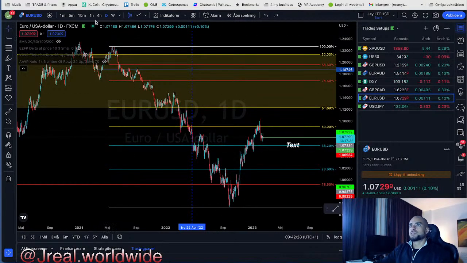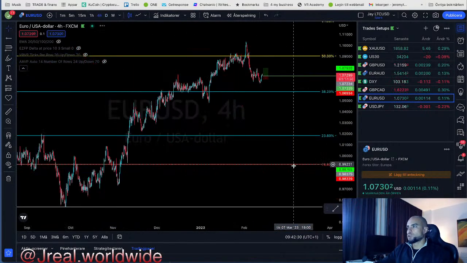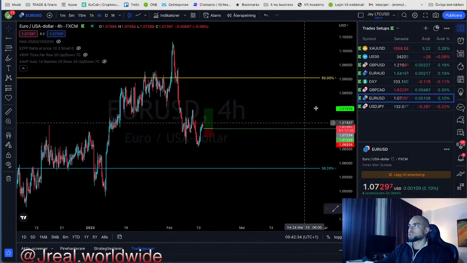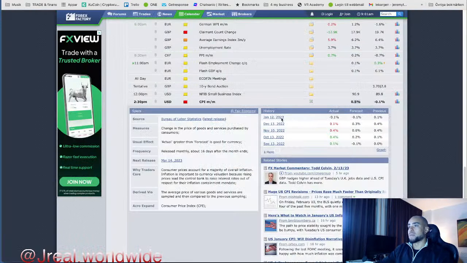But to know what the market is going to do today, we have to keep our eyes on the news. So what did we say? Today we have major news. We have red folders for the US dollar. It is the CPI, the Consumer Price Index numbers, which will be released today. If it's better than forecasted, the US dollar will pump. If it's less than forecasted, the US dollar will drop.